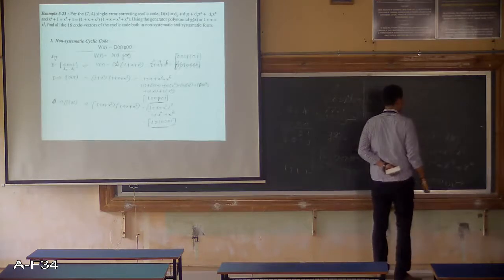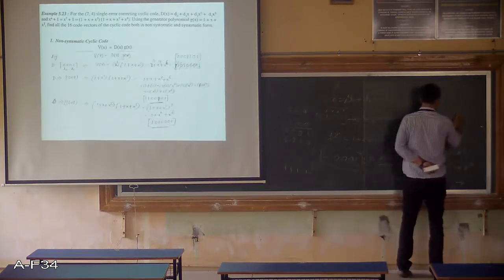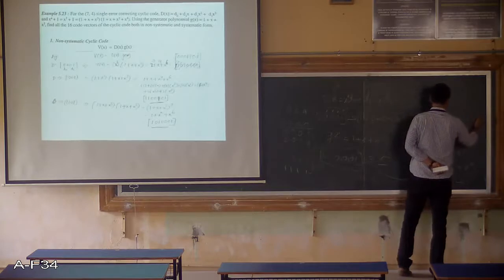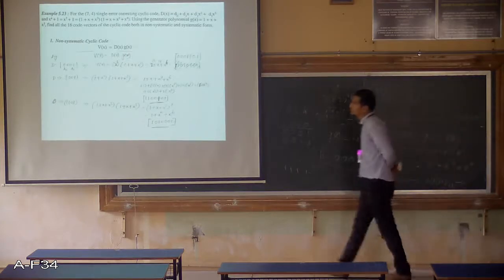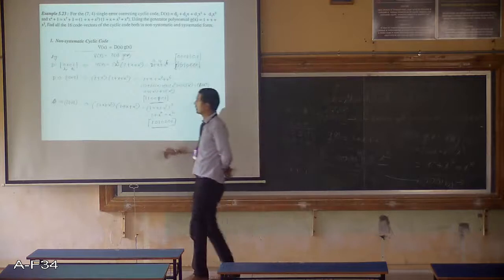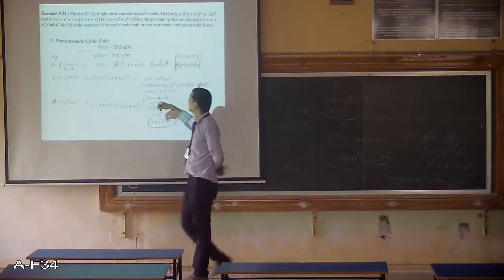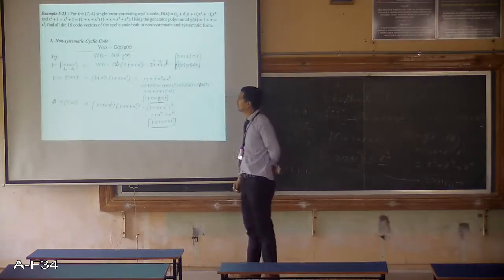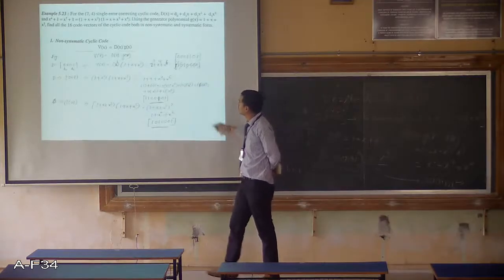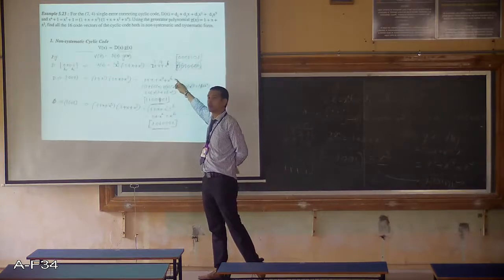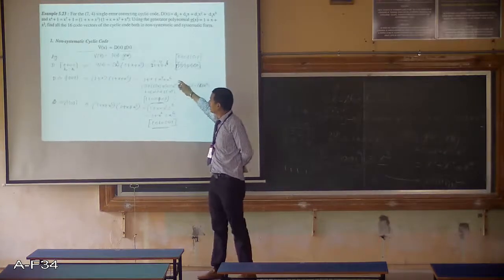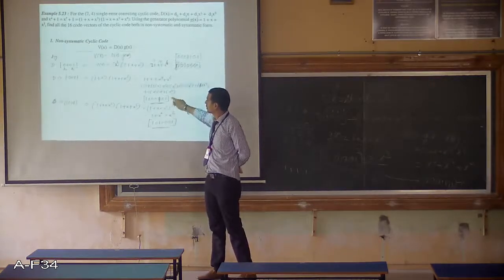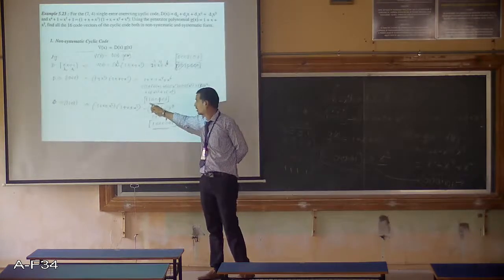Multiplied with 1 plus x cube. This is the equation which I do have here. After multiplication, 1 plus x to the power 4 plus x to the power 6. Okay, I'll have this corresponding polynomial equation. After having this polynomial, we have to convert it to the binary. This is the corresponding code word.